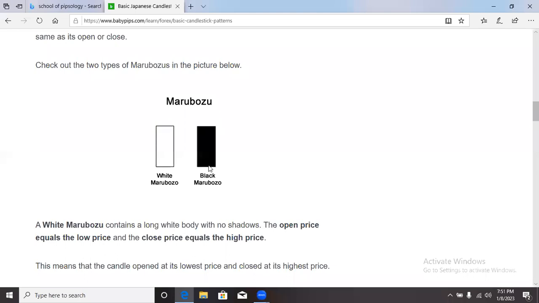This is a marubozu. They call it a marubozu because it has no wick at all. It's just a full bearish candle and a full bullish candle. Okay, a bearish marubozu and a bullish marubozu. You can call it any name you want. Don't let anybody tell you this is the only name. Give it your own name.